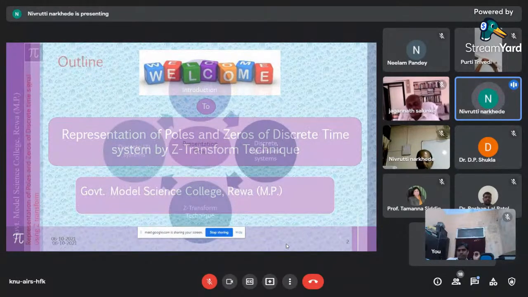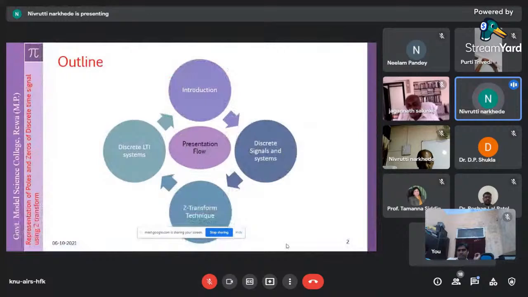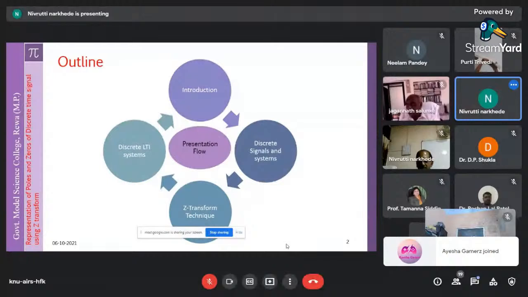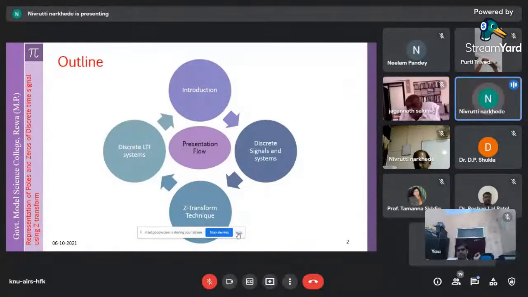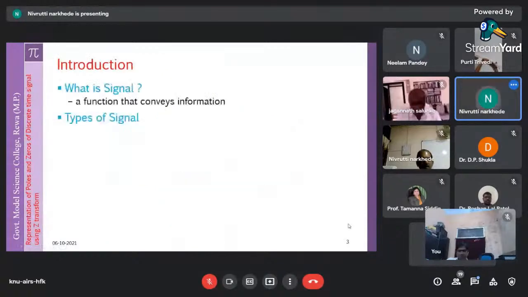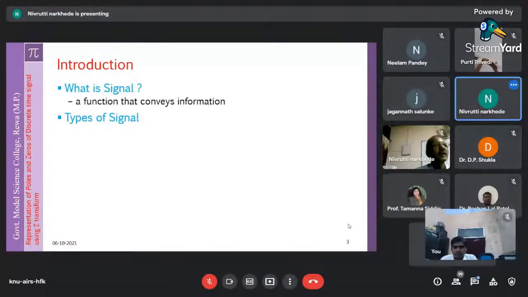So the outline of my presentation is introduction, discrete signals and systems, Z-transform techniques. Somewhere we use fast Fourier transform techniques also. Then discrete systems, and finally the applications. So first of all, we know that at this stage, the world is moving towards digitalization, the reason being its simplicity and high accuracy.